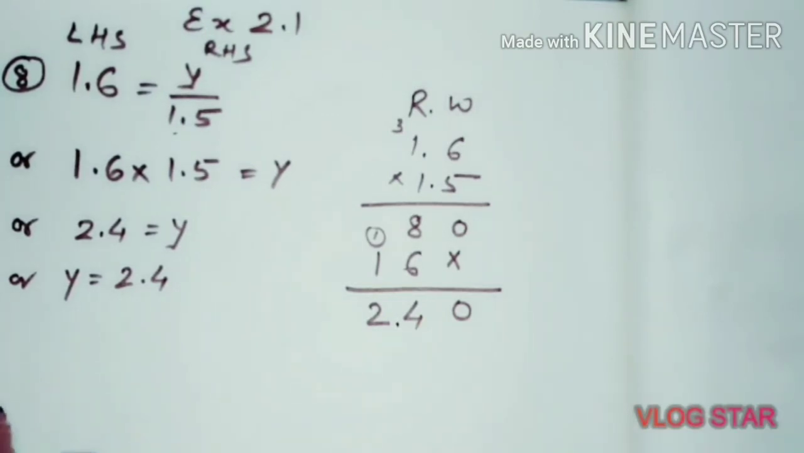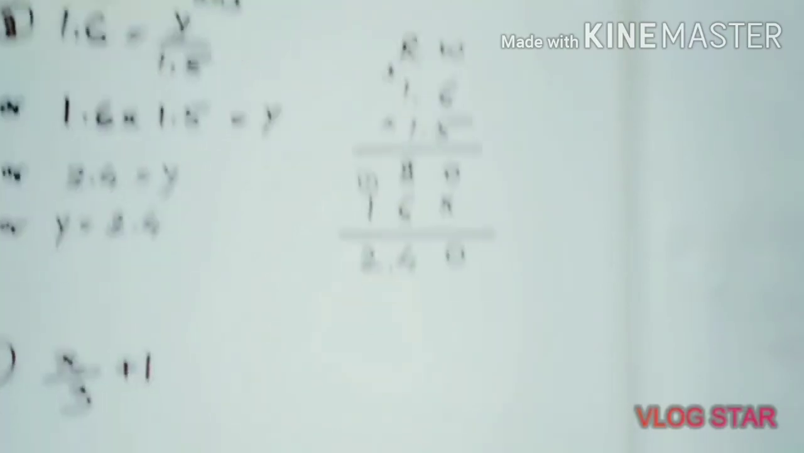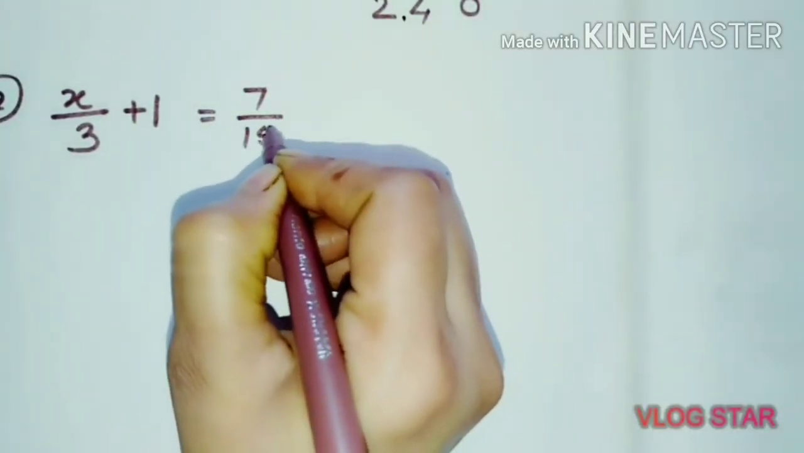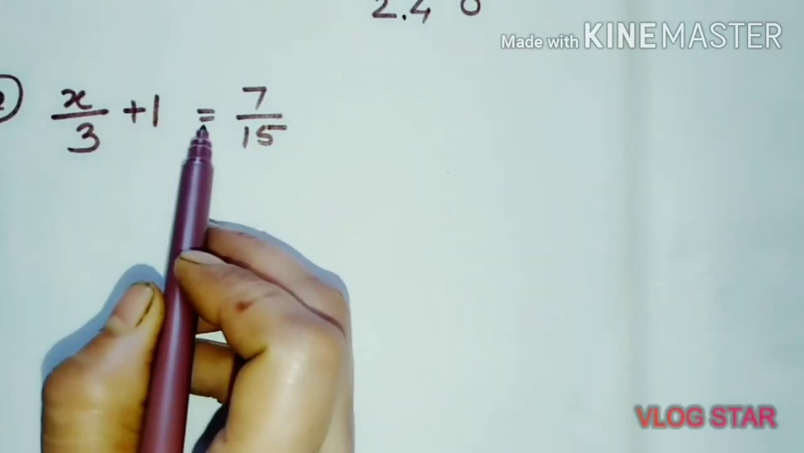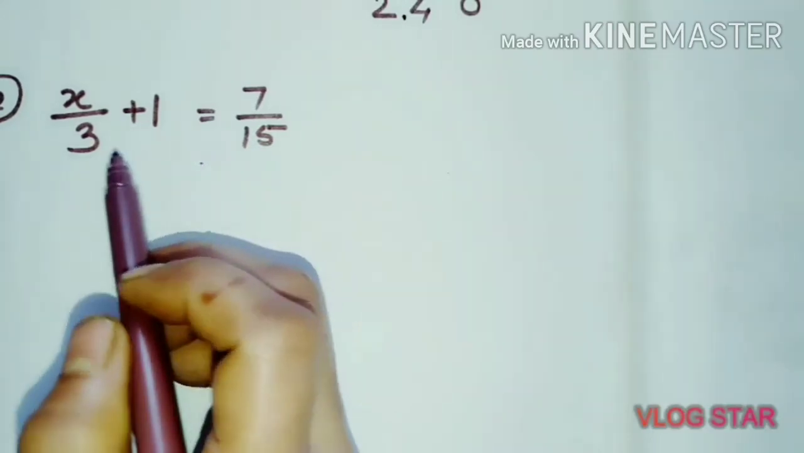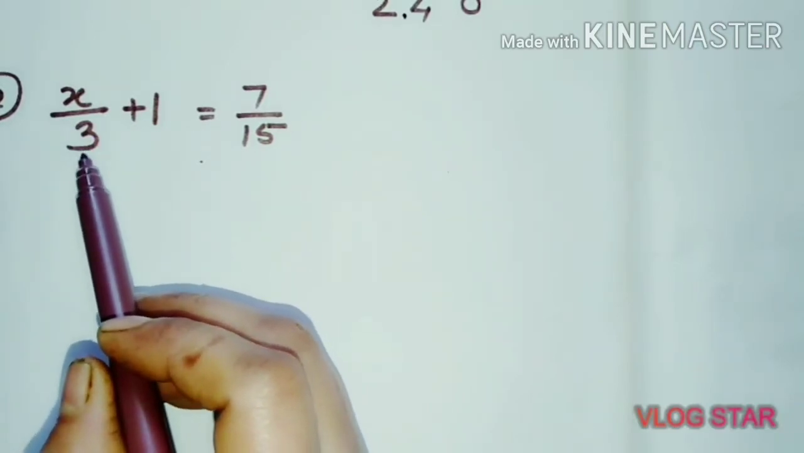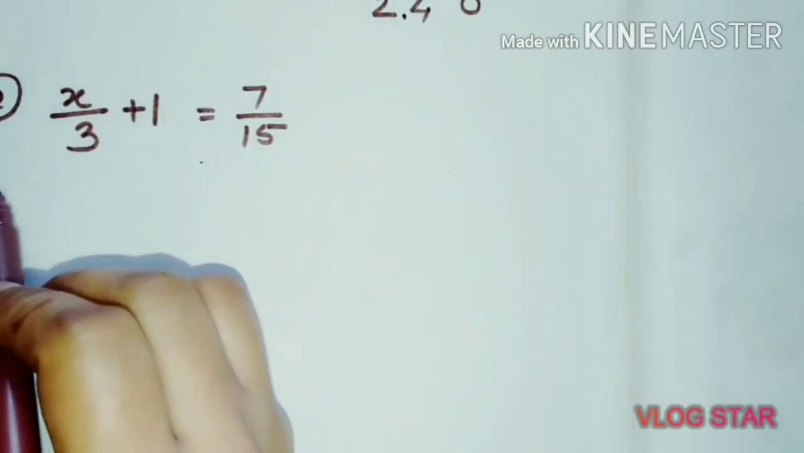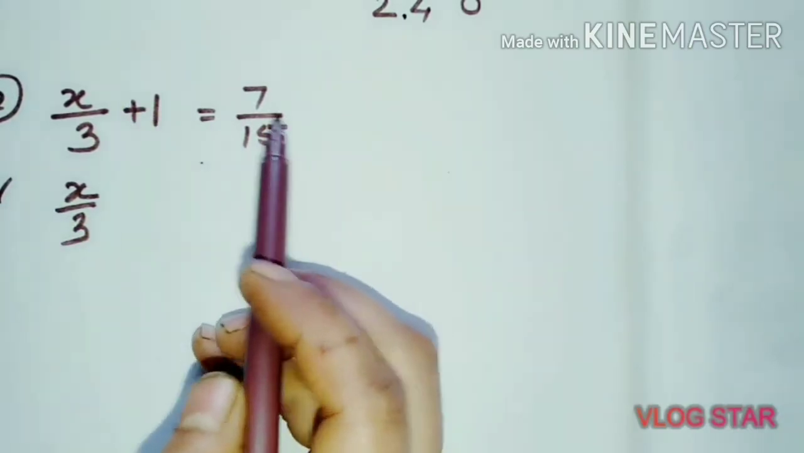Another question that you have asked is the 12th question. x upon 3 plus 1 is equal to 7 upon 15. Now we will see that the variable x is in the numerator and 3 is in the denominator. So first of all we will remove this 1 from the LHS. x upon 3 is remaining as it is. This 1 is transferred to this side.